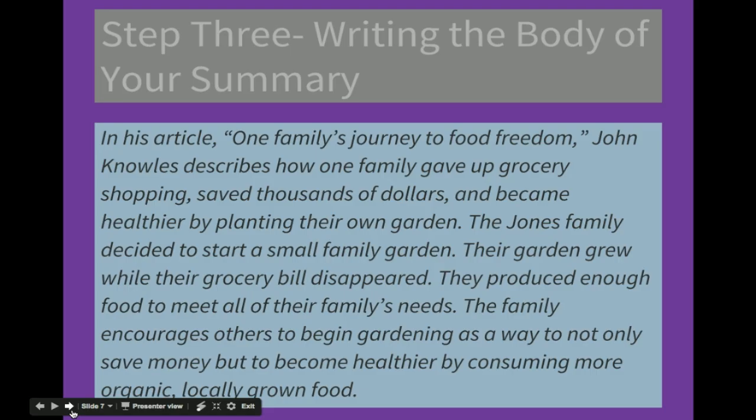Now we get into the body. The Jones family decided to start a small family garden. Their garden grew while their grocery bill disappeared. They produced enough food to meet all of their family's needs. The family encourages others to begin gardening as a way to not only save money, but to become healthier by consuming more organic, locally grown food.